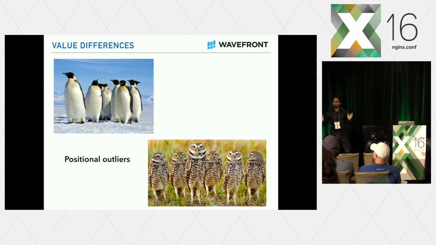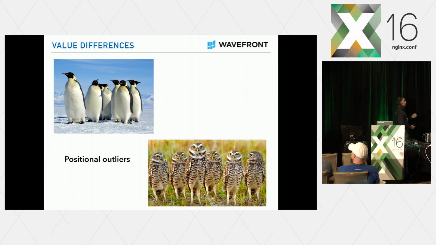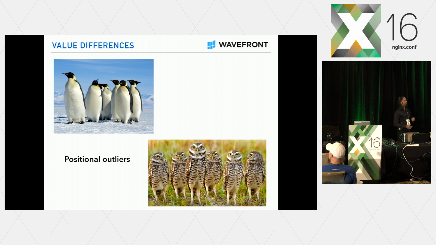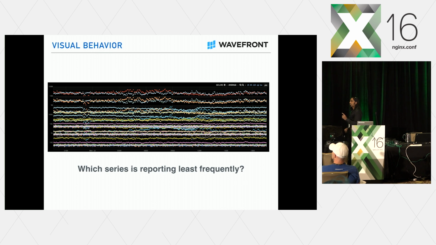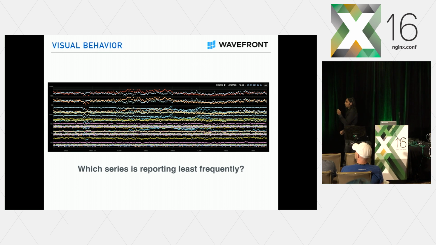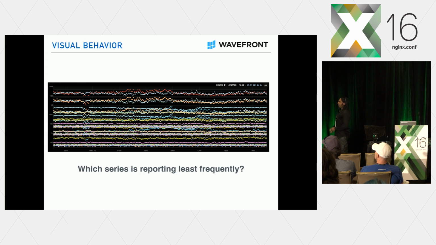It's the biggest penguin, right? In fact, in the owl picture, all the owls are looking at the biggest owl. Because we're so attuned to positional outliers, things that are taller or shorter or separated from the herd. We don't have that kind of instinct for other types of behaviors. If I show you this chart and I ask you which series of these 50 is reporting the least frequently, the data is up there for all of you to see, but no one here can do that. Unless Rain Man is sitting in row number 3 here, right? No one can do that.